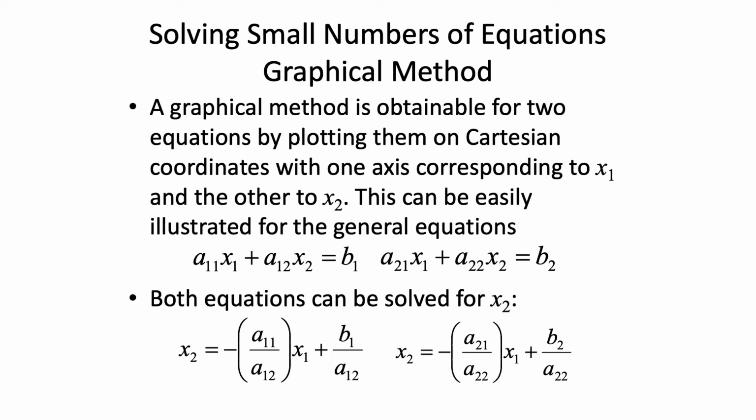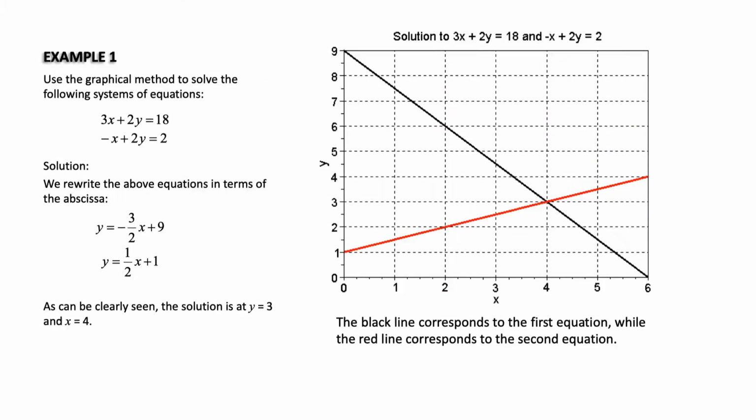Let's consider two equations with two unknowns as shown. A typical method in determining x1 and x2 is to graph both equations in the x2 versus x1 axis. Since these two equations are linear, you can graph two lines and determine their intersection. The coordinates of the intersection are the solution.